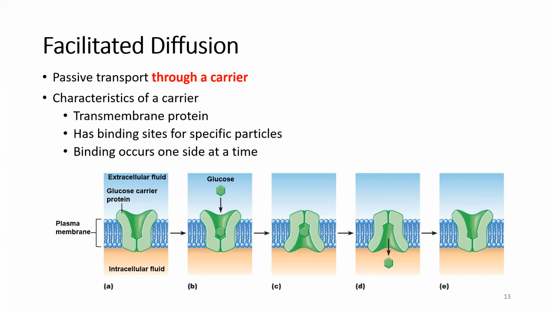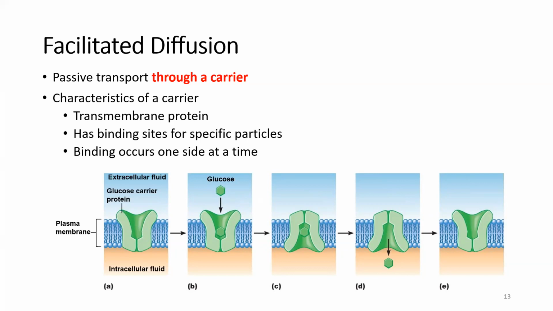This is actually energy liberating because the particles are moving, again, according to their concentration gradient. But here, because the particle cannot go through the membrane because it's not permeable to the membrane, we need some type of carrier or protein embedded in the membrane through which this particle can move. So this is where we have those transmembrane proteins that we talked about. These are some of the proteins that are embedded in the phospholipid bilayer.